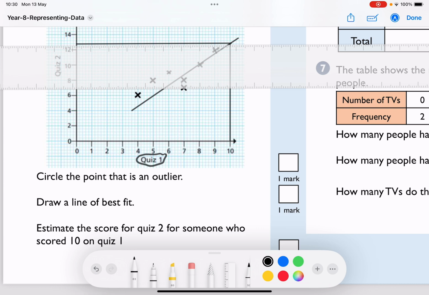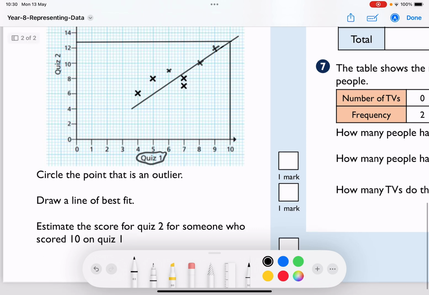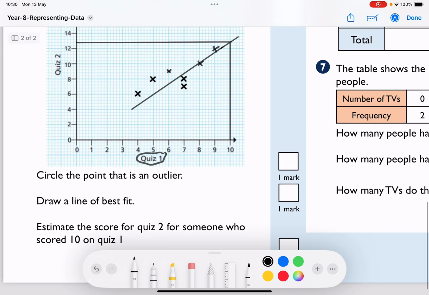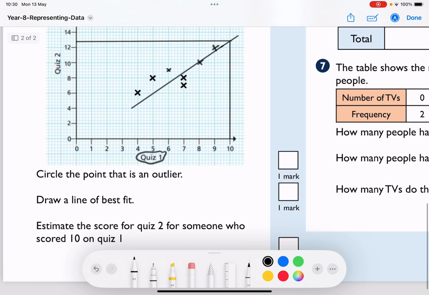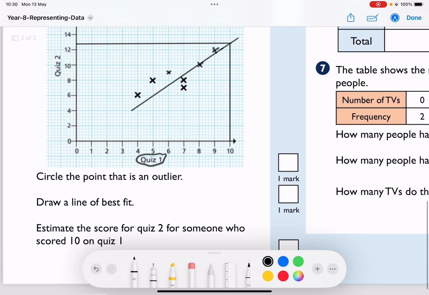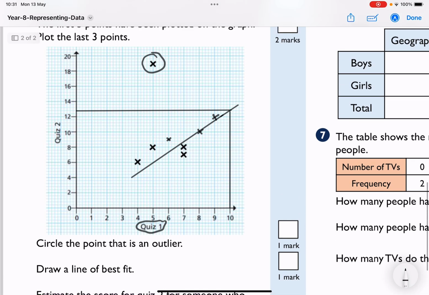Now, for this question, don't forget it is an estimation, and so I don't think anyone's going to get 12.8 or whatever it is. So for me, that is very close to 13. So I'm going to say the score, as it's an estimate, is 13. I'm using the fact that this is going up in ones, okay?